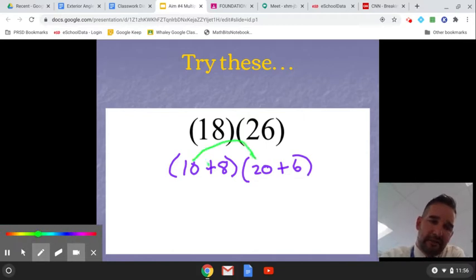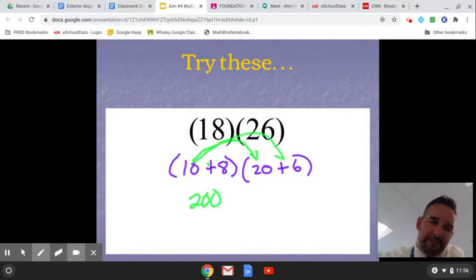10 times 20, 200. 10 times 6, 60. 8 times 20, 160. 8 times 6, 48.